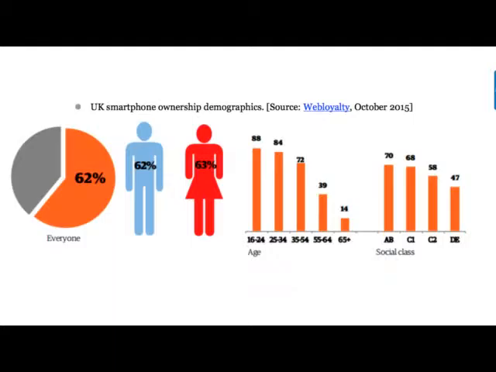UK smartphone ownership demographics. So you can see there that 62% of people have got a smartphone, 62% male, 63% female, and the age demographic there is also very varied. So you can see quite a lot of 16 to 24-year-olds have a smartphone, and in terms of social class, you're looking at pretty much all social classes. So it's widely available, and most people will have one.